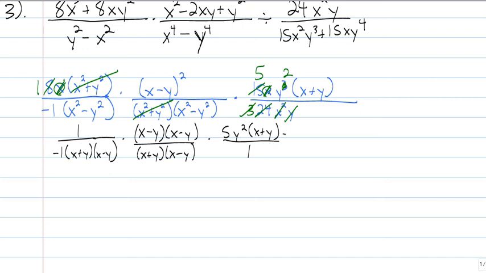Alright, so now I can see what I can cancel more. I'm going to cancel out the x plus y's here and here. I'm going to cancel out an x minus y here with this one. I'm going to cancel out an x minus y here with this one. Okay? And don't forget that -1 on the bottom. So, my final answer for this problem is, on top I'm left with 5y squared, over -1 times, and the only thing that's left is an x plus y.